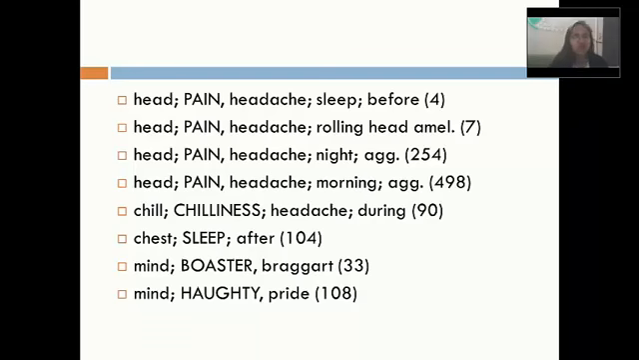So I took chest, sleep after, and she was talking a lot about herself, that I'm this, I'm that, and somewhere I felt that she's boasting herself. She's talking about herself only. So there is a rubric called mind boaster braggart. Okay, so you can take this rubric, boaster. And also there was a cross reference of haughty and pride, so I took both of them together.